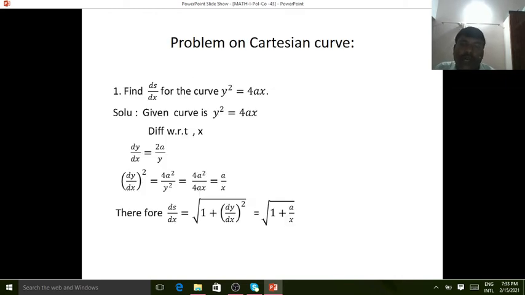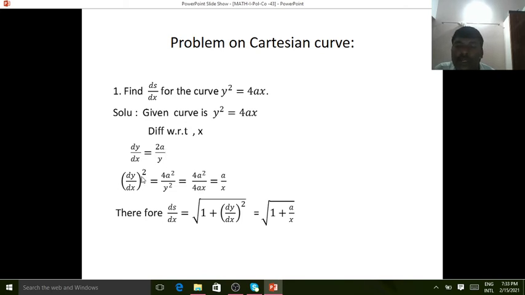Next, we have problems on Cartesian curves. First one: find ds by dx for the curve y square is equal to 4ax. Solution: the given curve is y square is equal to 4ax. Differentiate with respect to x. So we get 2y dy by dx is equal to 4a. After simplification we have dy by dx is equal to 2a by y.